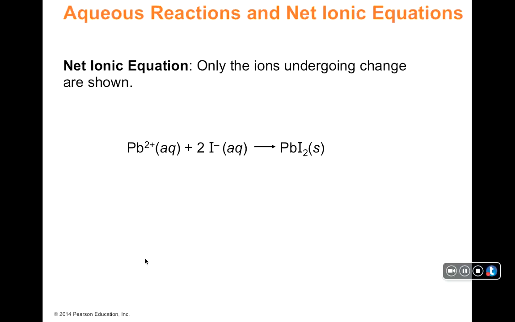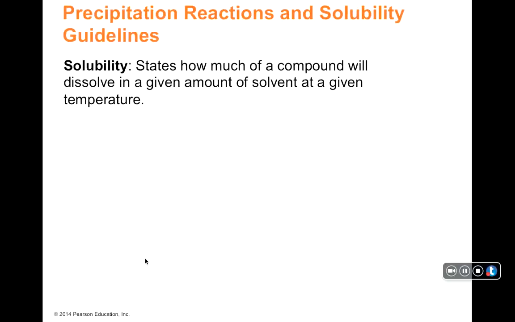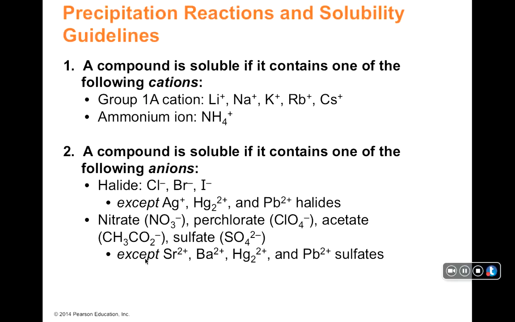Okay, so you should be able to write molecular, ionic, and net ionic equations for these types of reactions. The next thing to be able to do is to identify in these reactions if there's something that is precipitating out, meaning it's forming a solid. And there are solubility guidelines that you should know in order to be able to predict this. Solubility tells whether something will dissolve in a given amount of solvent.